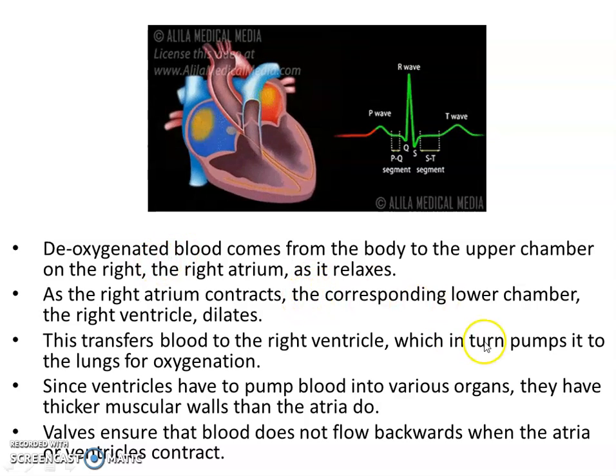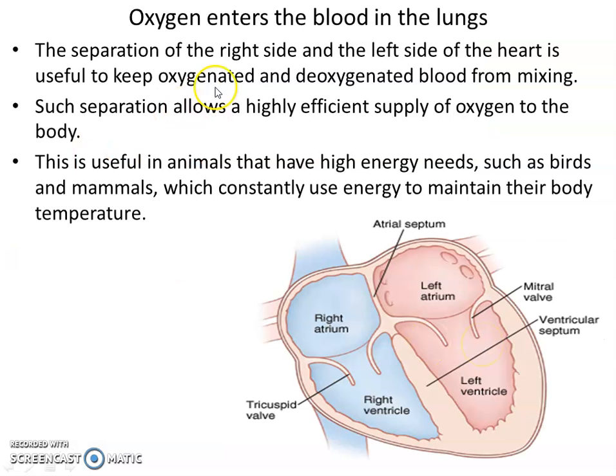So this is what we learned about the heart, and also we learned how the chambers are separated, and in the same way we learned why there is a necessity for the separation of the oxygenated and deoxygenated blood. Okay, so the separation of the right side and left side of the heart is useful to keep oxygenated and deoxygenated blood from mixing, and such separation will allow a highly efficient supply of oxygen to the body.